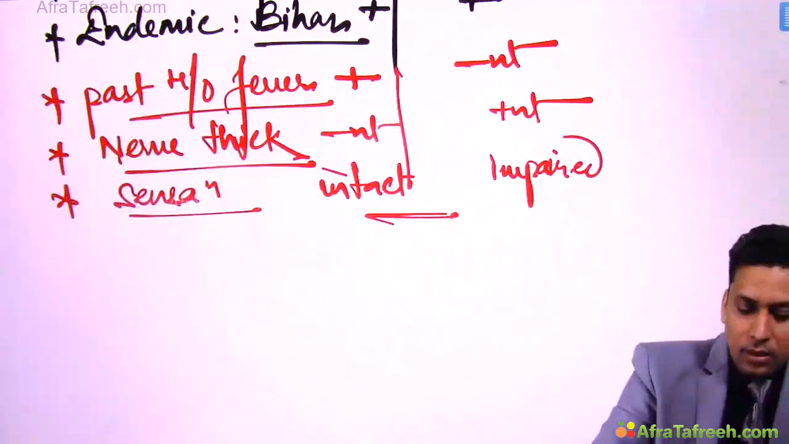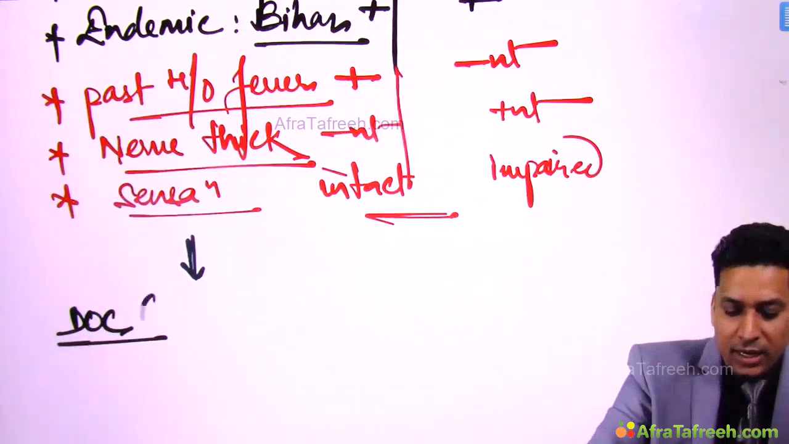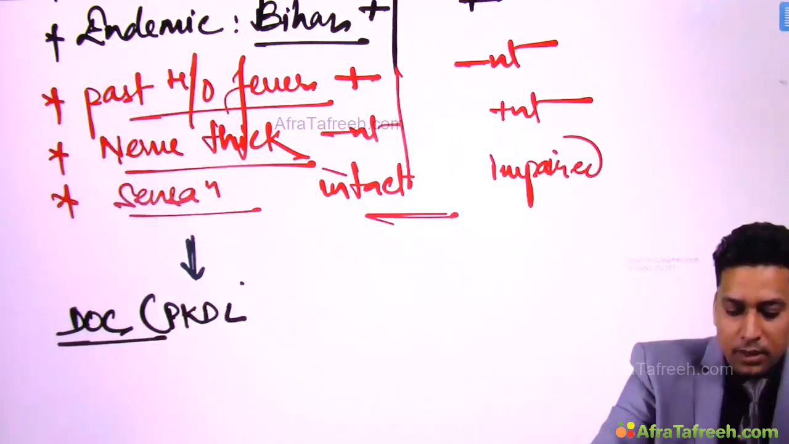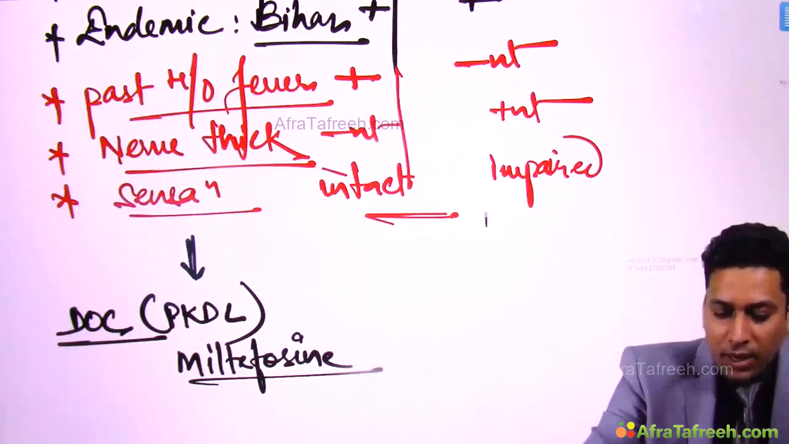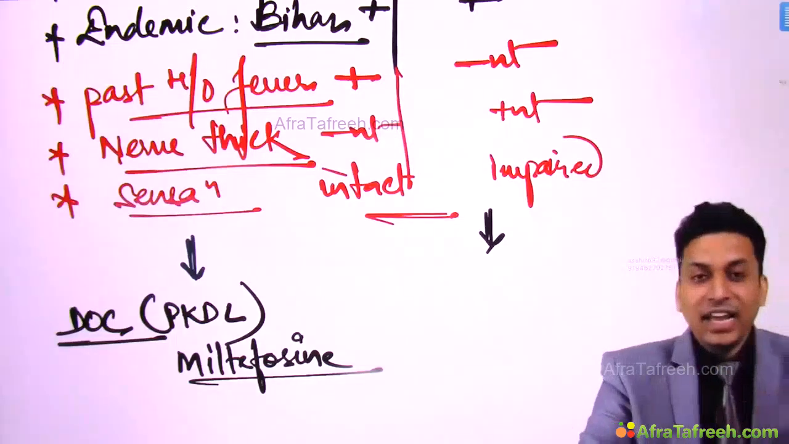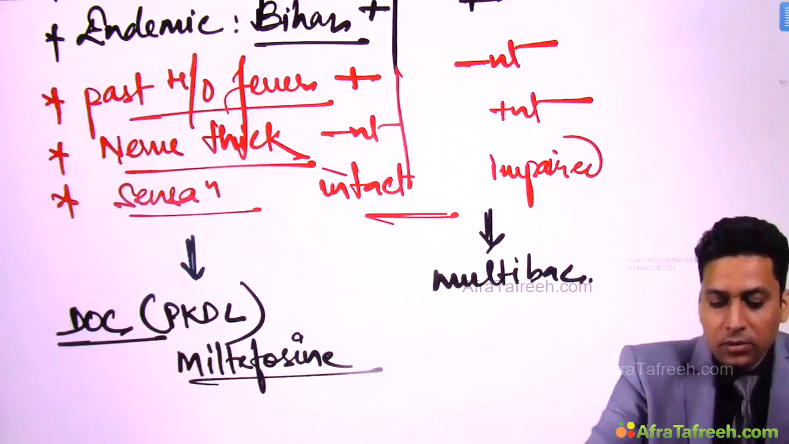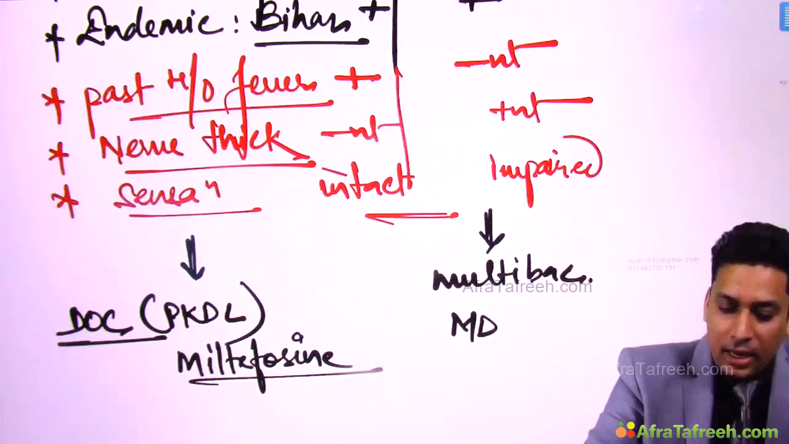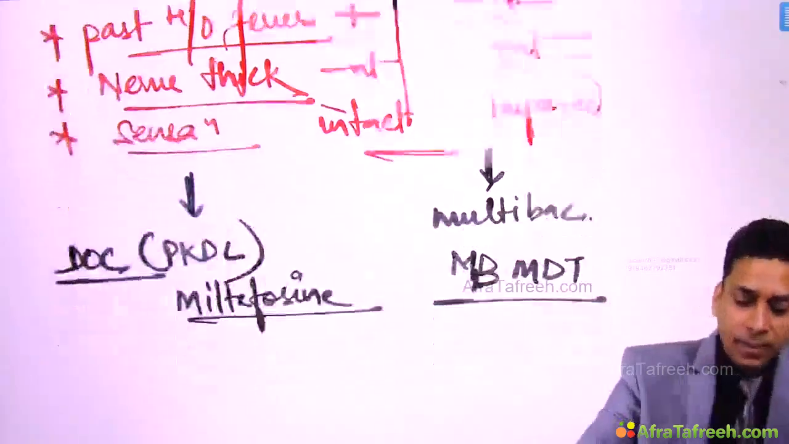Now remember that the drug of choice for PKDL is miltefosine, while this is LL type of leprosy, that is multibacillary type of leprosy. So here the treatment is MB MDT, multibacillary multi-drug therapy.